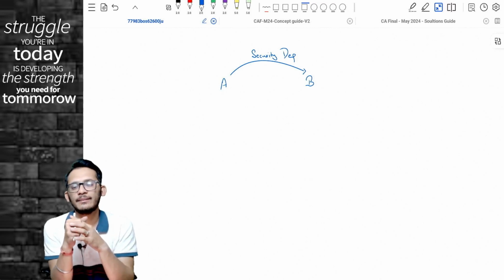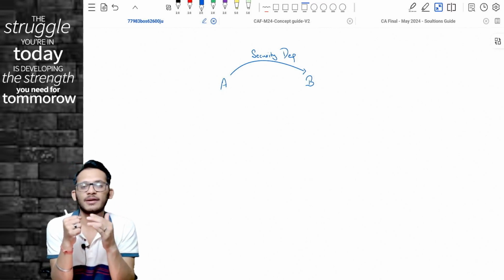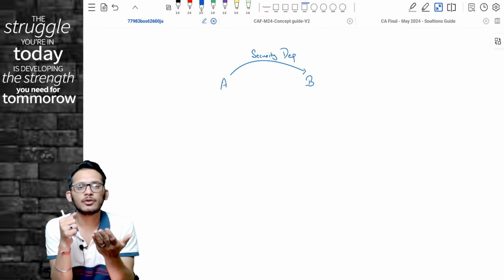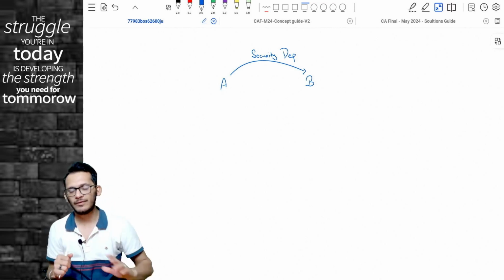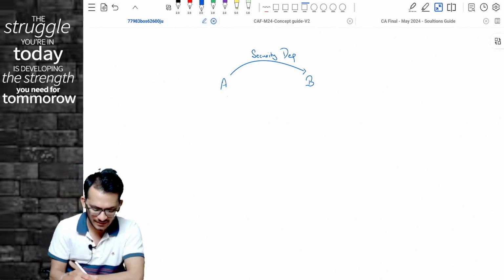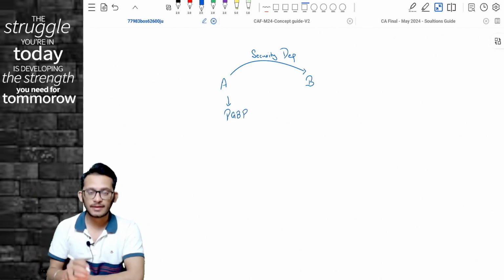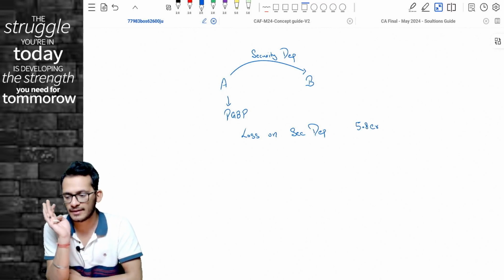Right? At this point, the dispute started and finally A gave up. A said, okay, I am not interested in the security deposit anymore. It is better to let go of that rather than be with you anymore. So A let go of the security deposit. Now, obviously, the money which A let go is a loss for him. When A offered PGBP income, it considered this security deposit as a loss. So it mentioned in PGBP a loss on security deposit. Let's say in this case, I think the number was 5.8 crores, and claimed the whole thing as a deduction.